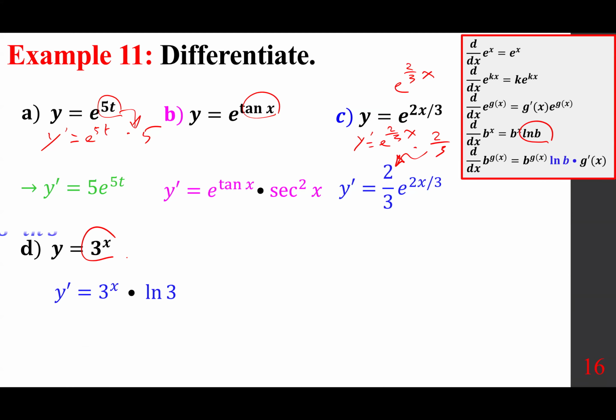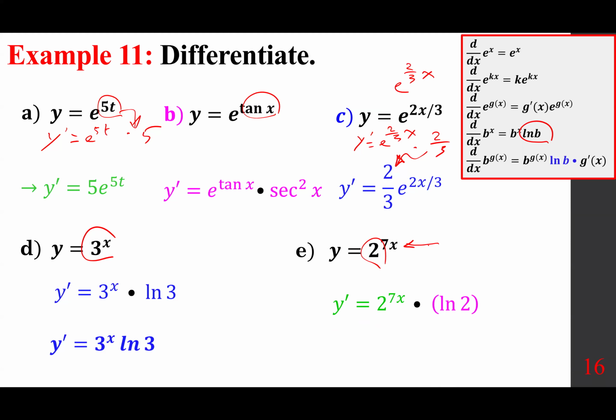So 3 to the x times ln 3. And what about this one? The answer is itself, right, to the power of 7x. Is the base e? No, ln 2. By the chain rule, times 7, rewrite it, and you're done.